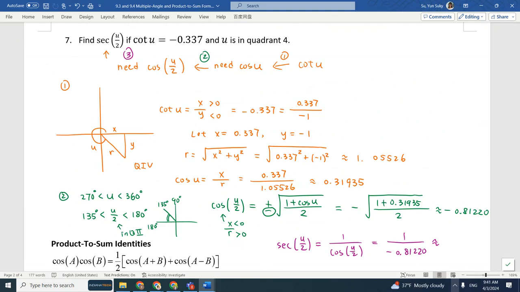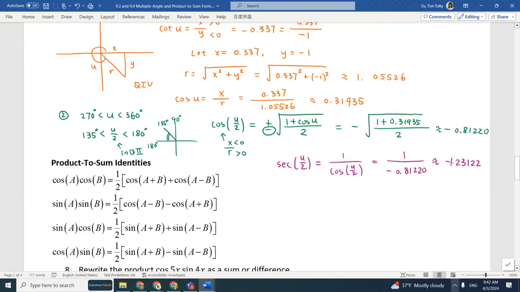Okay, what is your answer? Thank you. Negative 1.23122. Right, everybody? So we finished the problem. In the exam, I can ask you to find any trig function of a half angle, and I can give you any trig function of the angle u. And this is how you can solve it. Is that clear, everybody? Yes.